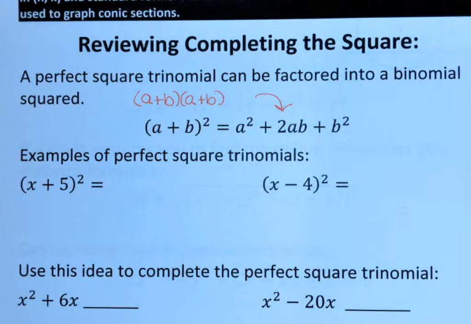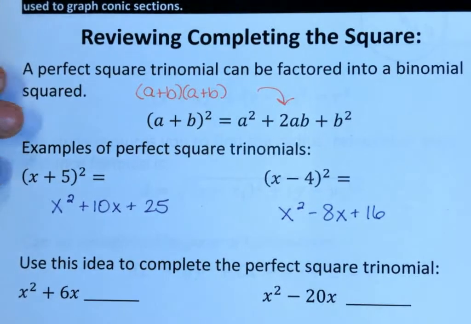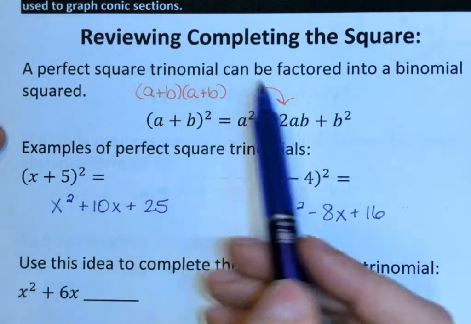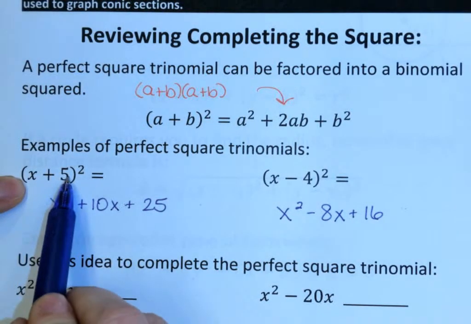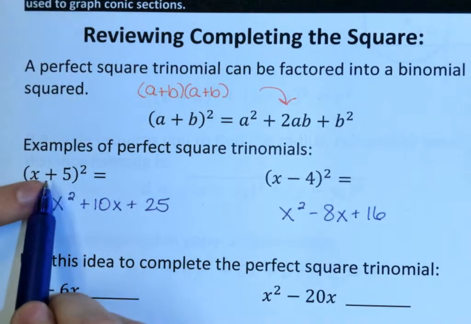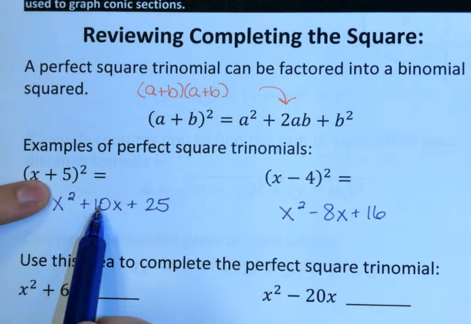Easy peasy lemon squeezy. What did you get for the first one? x squared plus 10x plus 25, there you go. And for the second one? x squared minus 8x plus 16. I don't even need to show work for this because I know the rule: this guy squared in the front, this guy squared in the back, multiplied together times 2 in the middle.